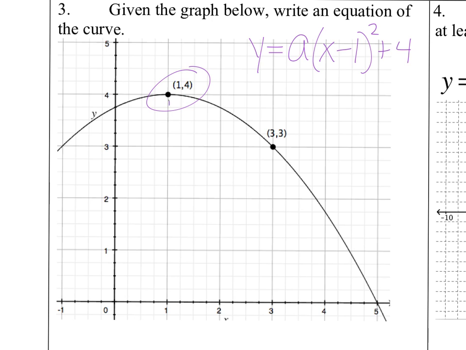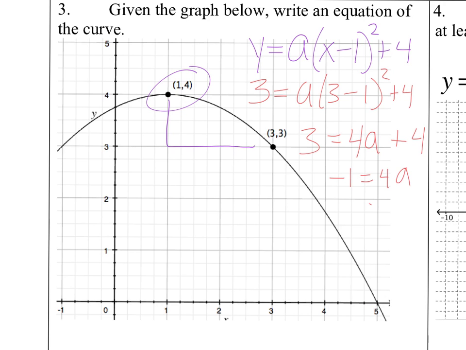I also saw people trying to use a slope to get the second point for a. You can't do that. Parabolas do not have a consistent slope that will let you do that. So instead we're going to plug that point in, 3 for y, and then for x. When I simplify things, 3 minus 1 is 2. 2 squared is 4. So we've got 4 times a plus 4. Minus 4 from both sides, I get negative 1 is equal to 4a. a is equal to negative 1/4.